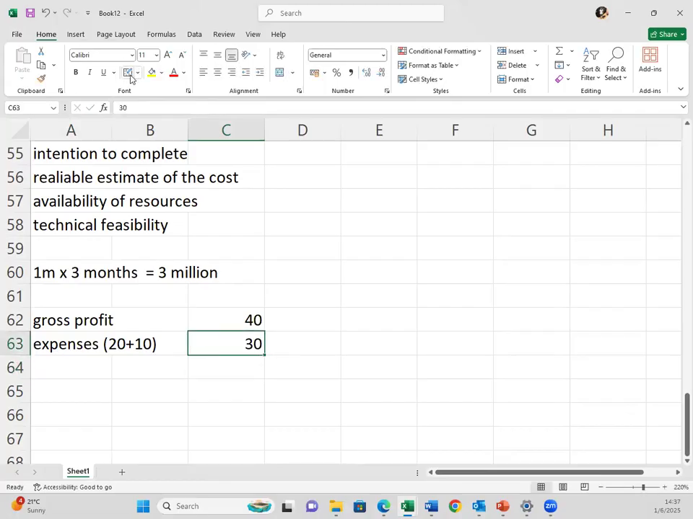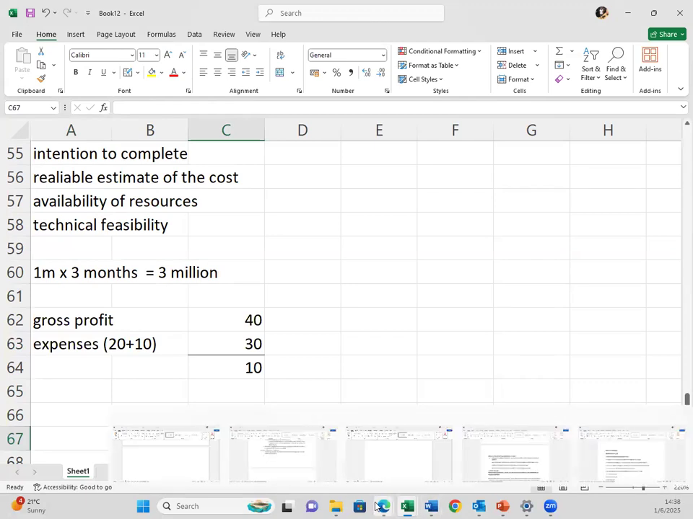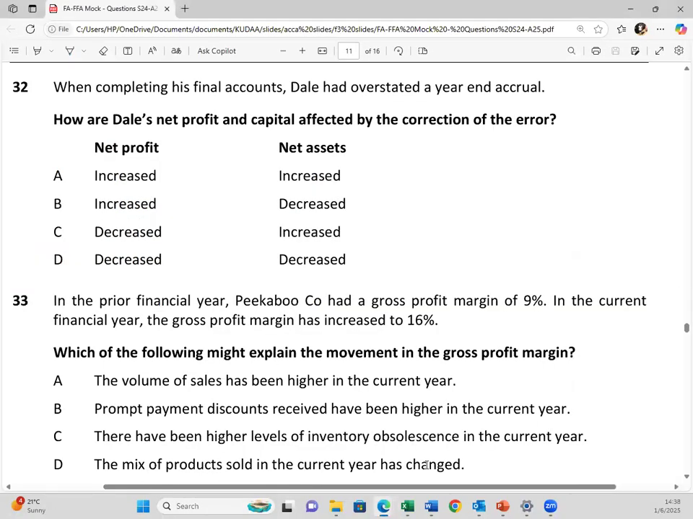Then we are told the accrual was overstated. Instead of 10, it was supposed to be 1. So what would be the effect if we reduce the accrual? If we reduce the accrual, it reduces the expense, thereby increasing the profit. So for profit, it increases.